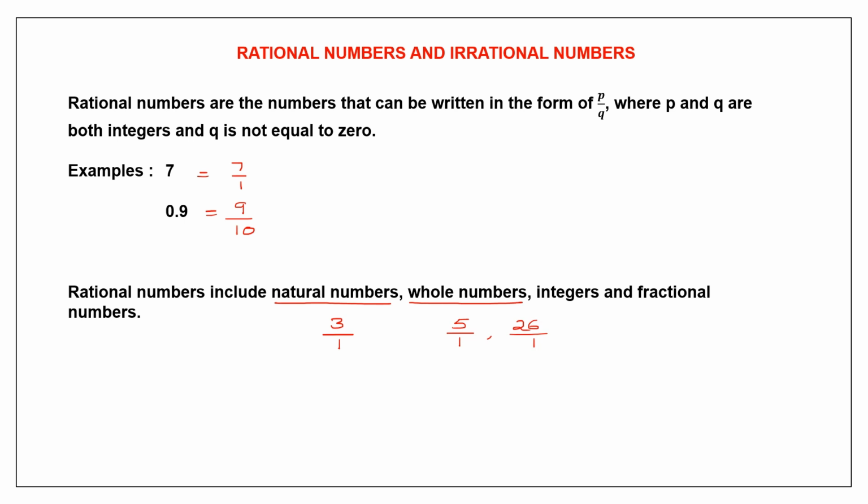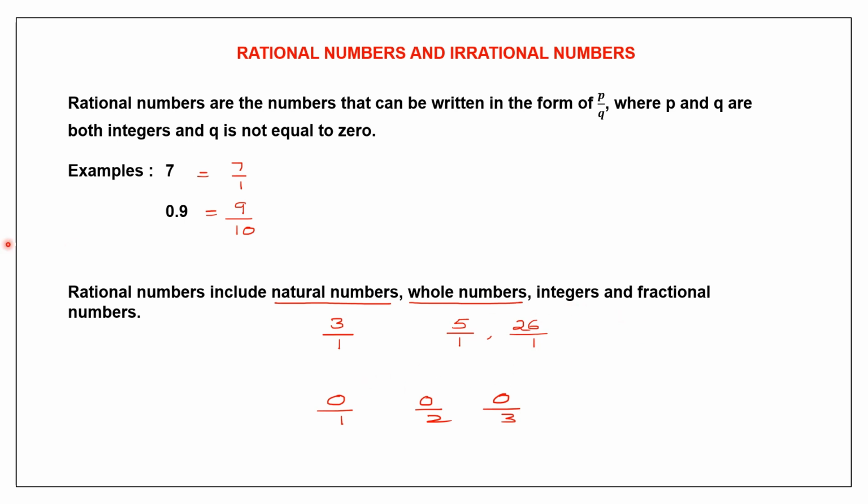Now what about 0? Now 0 can be written as 0 over 1 or 0 over 2 or 0 over 3 and so on. Here the numerator is 0 and the denominator can be any non-zero integer. Therefore, 0 fits the definition of a rational number because even 0 can be written in the form of a fraction. So natural numbers, whole numbers are all rational numbers.